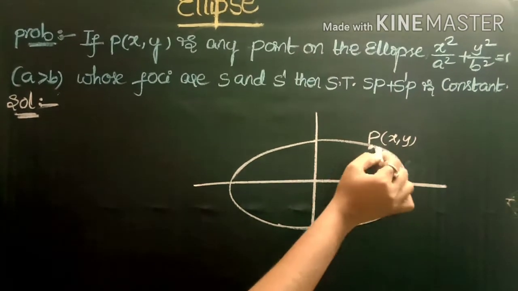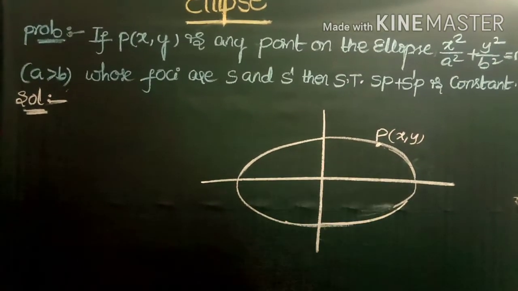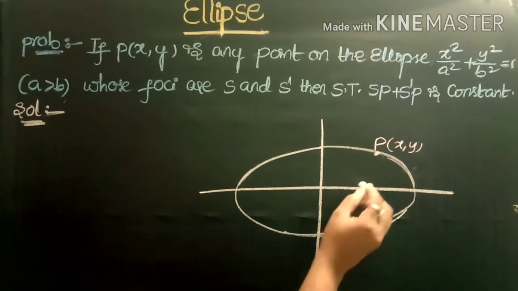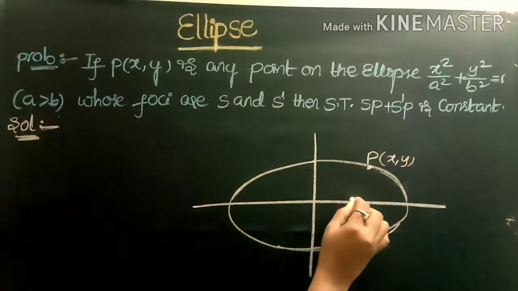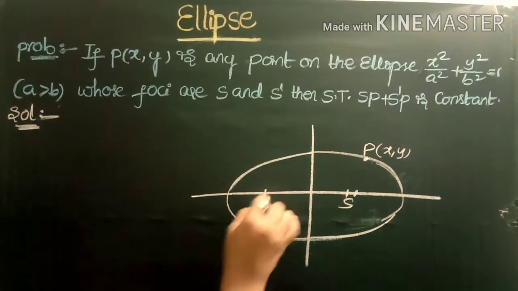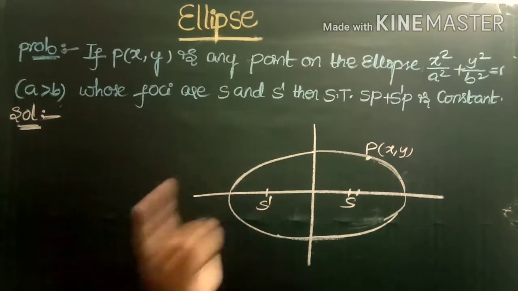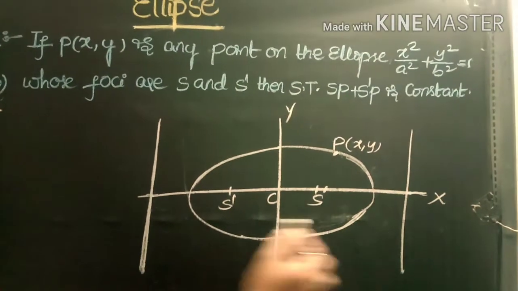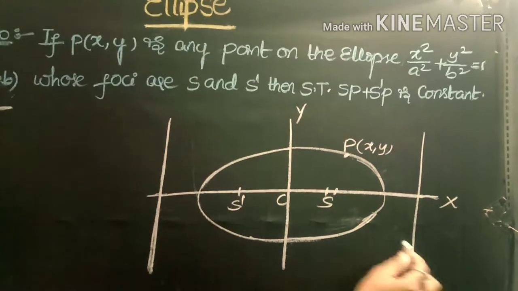Given that P x comma y is any point on the ellipse. Now this is the point on the ellipse, and also given that S comma S dash are the foci. So this is S and this is S dash. Now we want to show that SP plus S dash P is the constant. So these are the directrices, first line and second line.